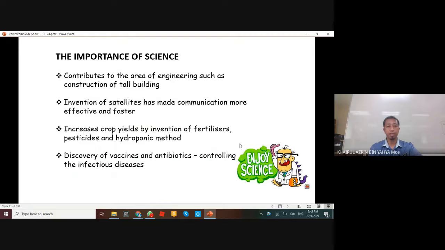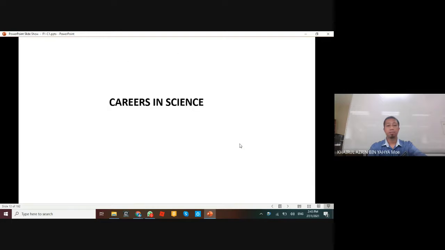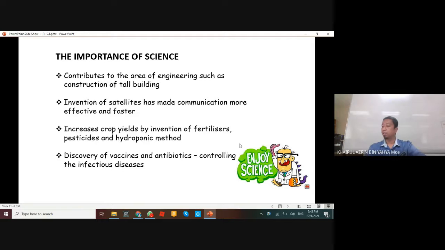So the importance of science. First, it contributes to the area of engineering, such as construction of tall buildings. The invention of satellites has made communication more effective and faster. Crop yields increased by the invention of fertilizers, pesticides, and hydroponic methods. And the discovery of vaccines and antibiotics controls infectious diseases.